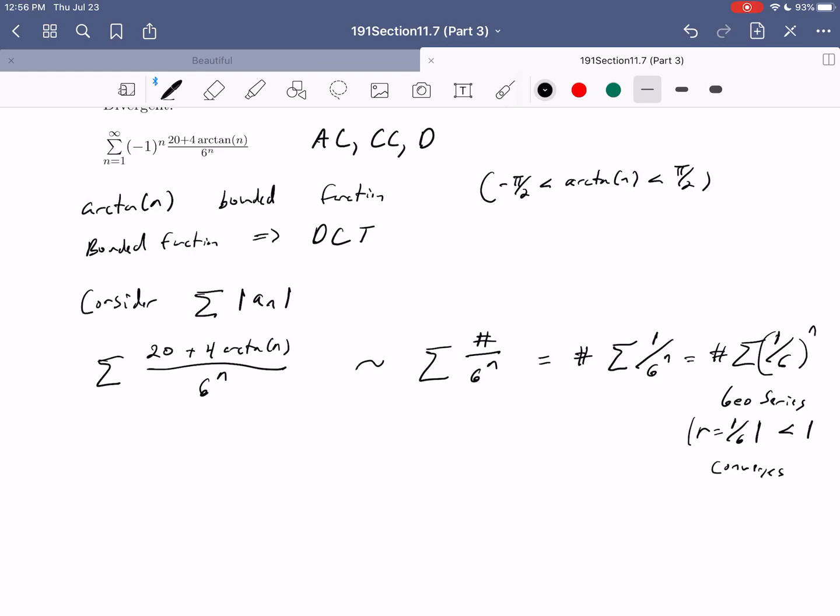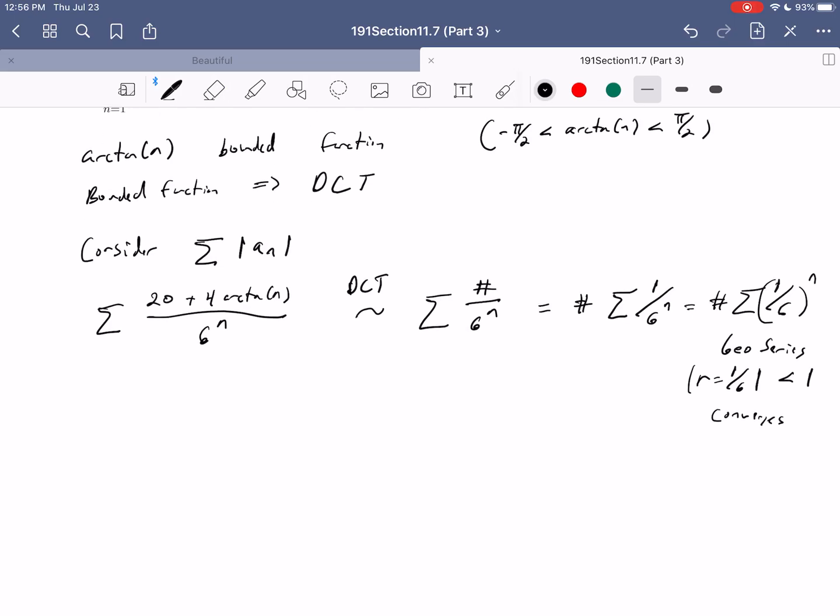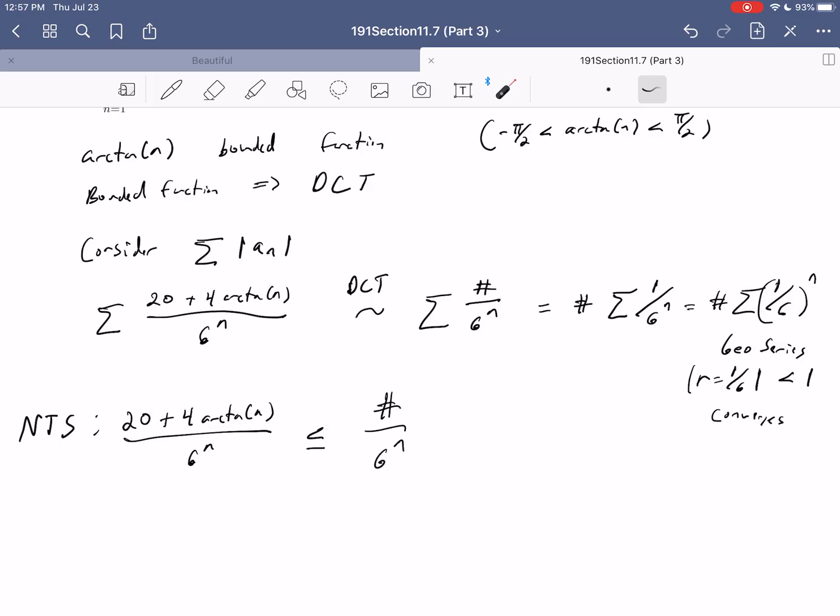So our expectation is that this thing should be similar to a convergent geometric series. But to do that, we're not going to use LCT. Because of this bounded function, we're going to use DCT. So what does that mean we need to do? Well, since we're going to be comparing it to something that converges, we need to show that this is smaller than something of this form. So we need to show that (20 plus 4 arctan n) over 6 to the n is less than or equal to some number divided by 6 to the n. If we can do that, then it doesn't matter what that number is. That number divided by 6 to the n is guaranteed to be a convergent series. Our terms will be smaller, so our series will converge.